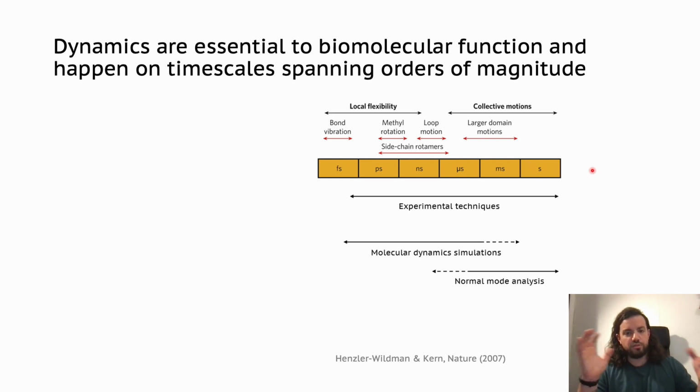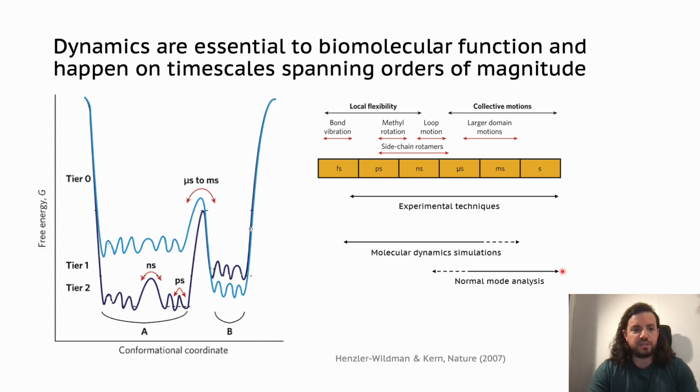involve larger collective motions. And so, of course, experimental techniques can sample most of these timescales, and molecular dynamics simulations, in theory, have no limit to the timescales we can explore, but it gets costlier and costlier as we get to long timescales, so that's why the dotted line here. Whereas normal mode analysis is kind of the reverse, where it's not very precise for fast timescale motions, but it can explore large timescales.